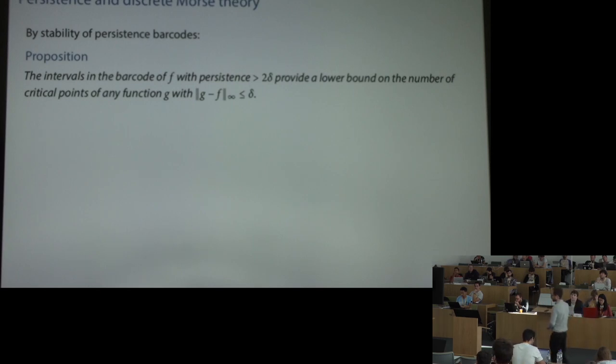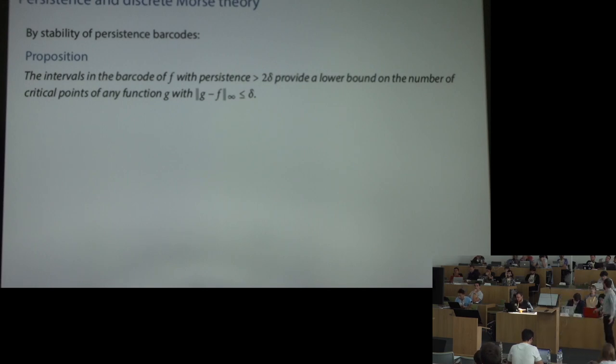So if you look at just the intervals that are longer than 2 delta, you can't get rid of them if you modify the function by delta. You can possibly shrink the interval from both ends, but if the interval is longer than 2 delta, you can't shrink it enough that it actually vanishes. So that's why those intervals that are long enough in F have to be present in G still. That's how you get this lower bound.